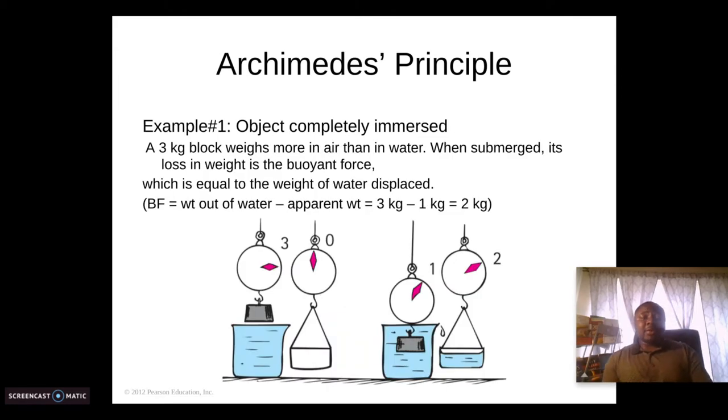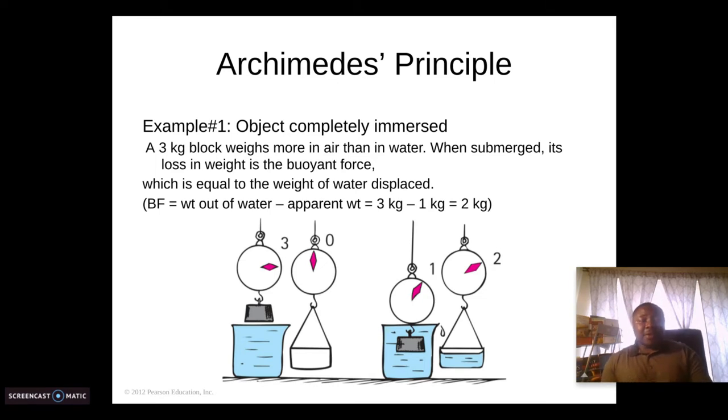If we look at the first example, an object is completely immersed in a liquid. From this example, if you take a 3 kilogram mass of an object and weigh it in air, and also weigh it in water, you'll see that there is a difference in the weight that you get. The difference is a result of what we call the buoyant force.